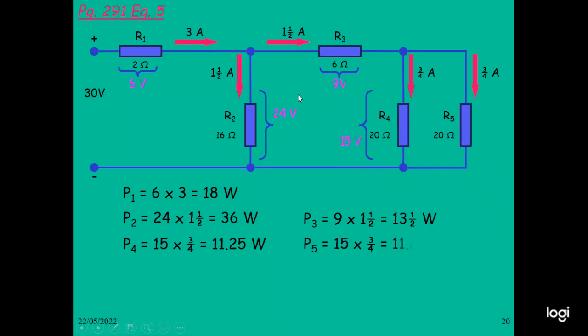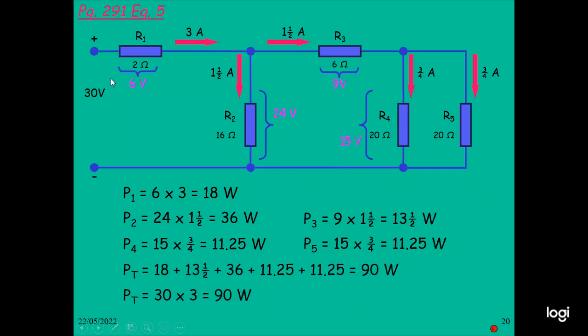In this case, our voltage is 9 volt and current 1.5, you get 13.2 watt. P5 also we need to calculate. In this case, our voltage is 15 volt and current is 3/4, you get 11.25 watt. Then you can calculate the total power. So you have to add all the power across P1, P2, P3, P4, P5. Then you can get 90 watt.